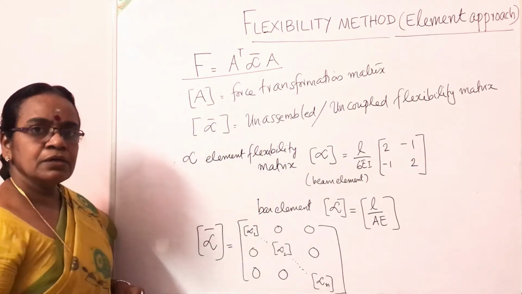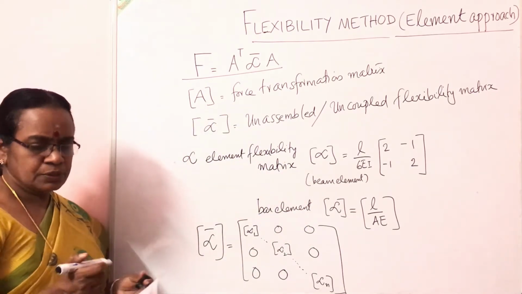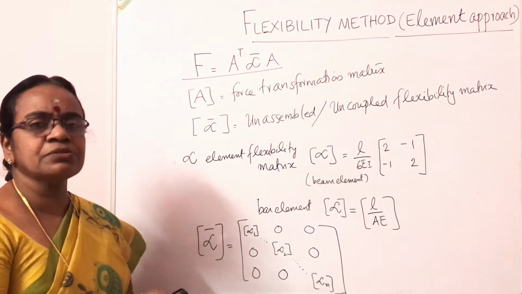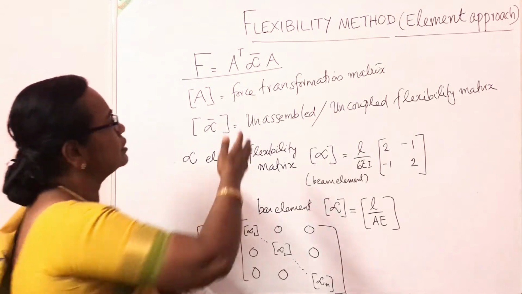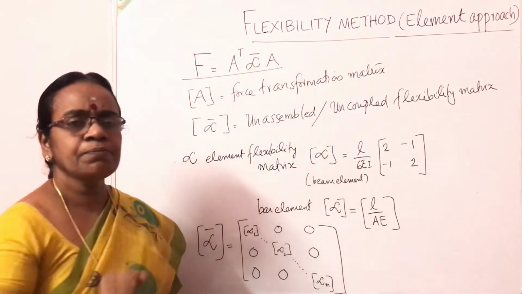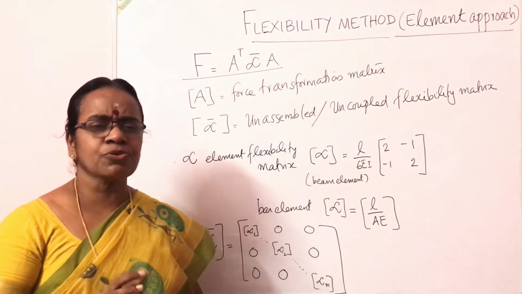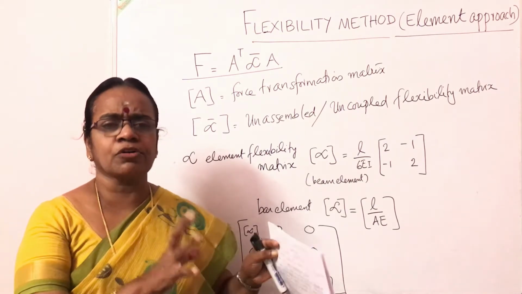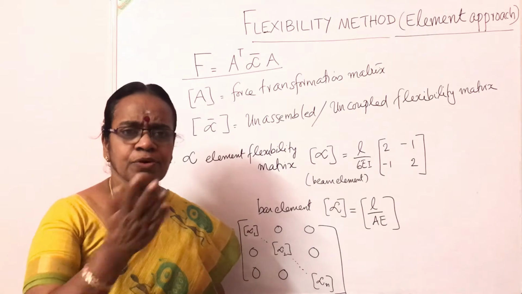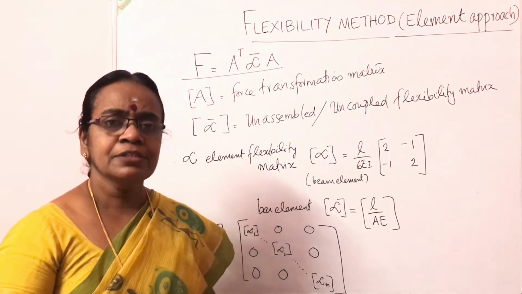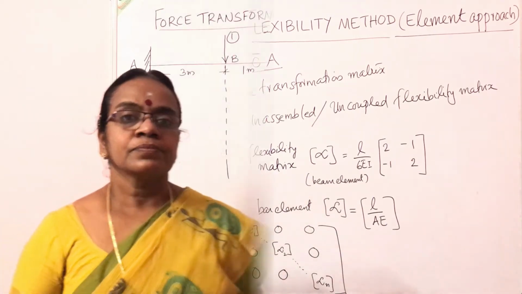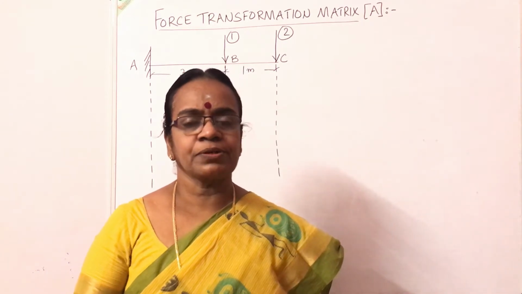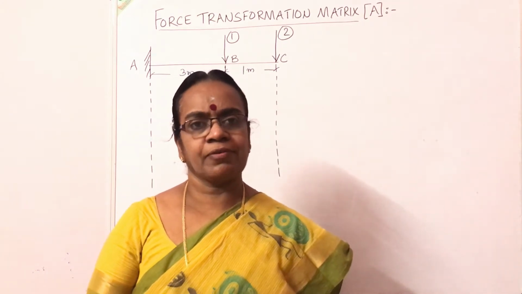Now what is A? How to develop the force transformation matrix? That is the real task in this method. If you develop the force transformation matrix correctly, then just by doing this multiplication, we can get the flexibility matrix. This is called a semi-automatic method. There is no general procedure. We have to do a lot of matrix multiplications. Hence, it was not that much preferred as stiffness method. Okay, we'll see how to develop force transformation matrix with the help of an illustrative example.